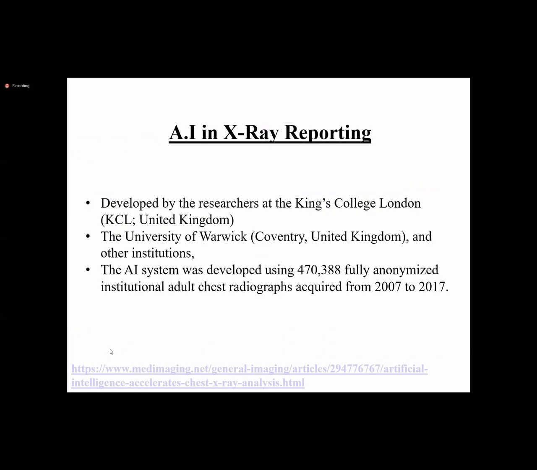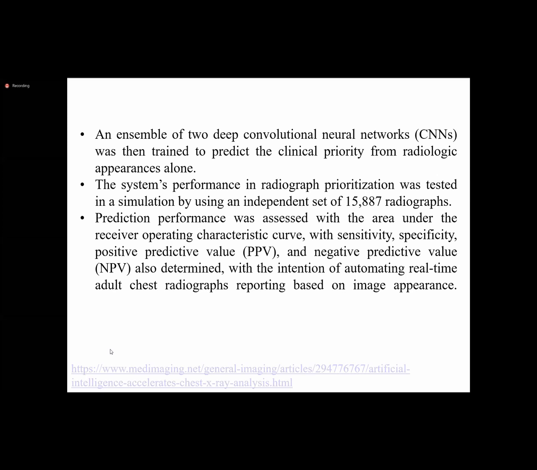The AI Excel reporting system has also been adopted by some hospitals in India, but it started from King's College London and the University of Warwick in the UK. The AI system was developed on more than 4 lakh fully anonymized institutional adult chest radiographs acquired from 2007 to 2017. Within those 10 years, the data was fed into the system and the full AI system was developed. An ensemble of two deep convolutional neural networks was then trained to predict clinical priority from radiological appearance.